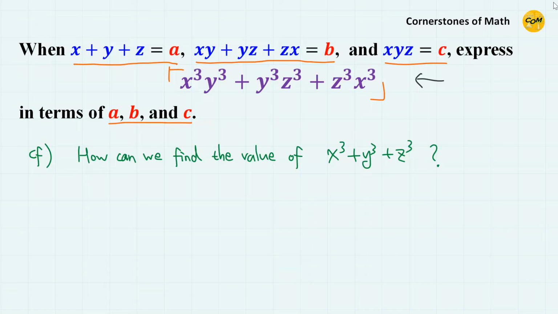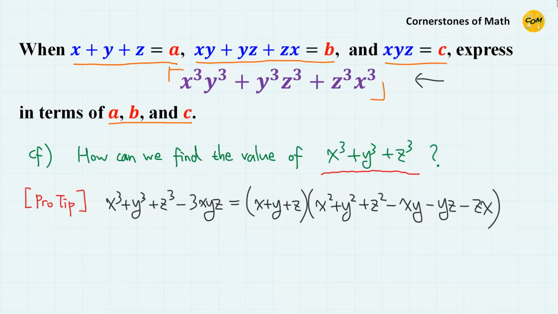First, before we tackle this, let's think about an easier problem. For example, how do we find the value of x cubed plus y cubed plus z cubed? Well, we use the famous factorization formula of x cubed plus y cubed plus z cubed minus 3xyz. On the right hand side, this x squared plus y squared plus z squared is expressed like this, so we can express x cubed plus y cubed plus z cubed in terms of a, b, and c.